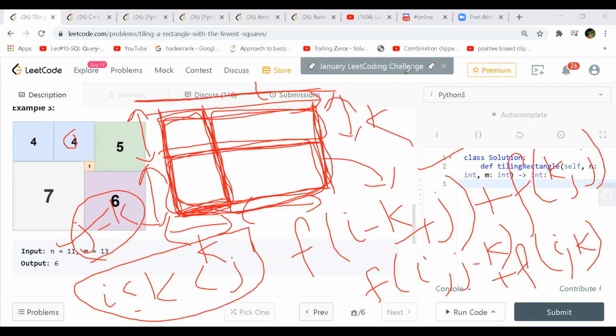Sorry, go ahead. Greedy with an 11 cross 11 square, right? Because it was giving a larger number of squares. Yeah, if it's a perfect square, then we have the answer.